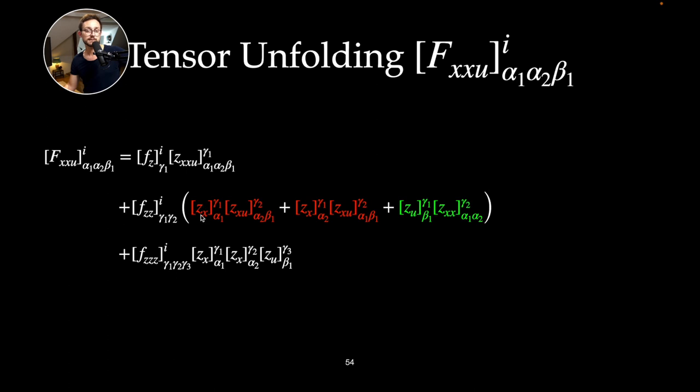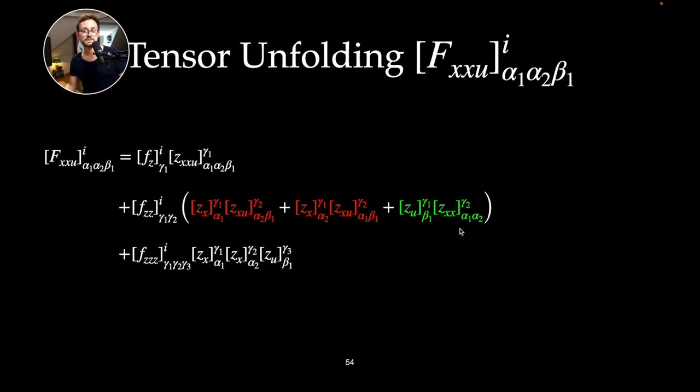Now, for the red and green terms, we first have to ideally notice something. I'm multiplying some element of Zx, the alpha 1th element, and some element of Zx, the alpha 2th element right here, and then Zxu, alpha 2, beta 1, alpha 1, beta 1. So if I unfold, for instance, using the Kronecker product of Zx Kronecker Zxu, those contain the same values, but they are summed in different ordering. So sometimes I have to take different combinations of those terms. Note that Zx is here and there, and Zxu is there and there. So this basically contains the same terms, but I have to add them up differently. I have to permute them when I'm using tensor unfolding techniques.